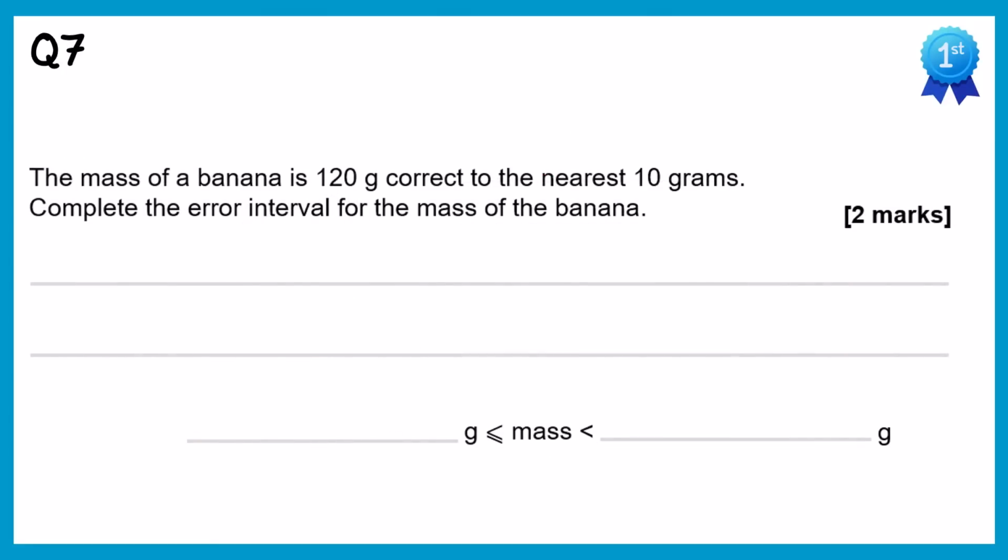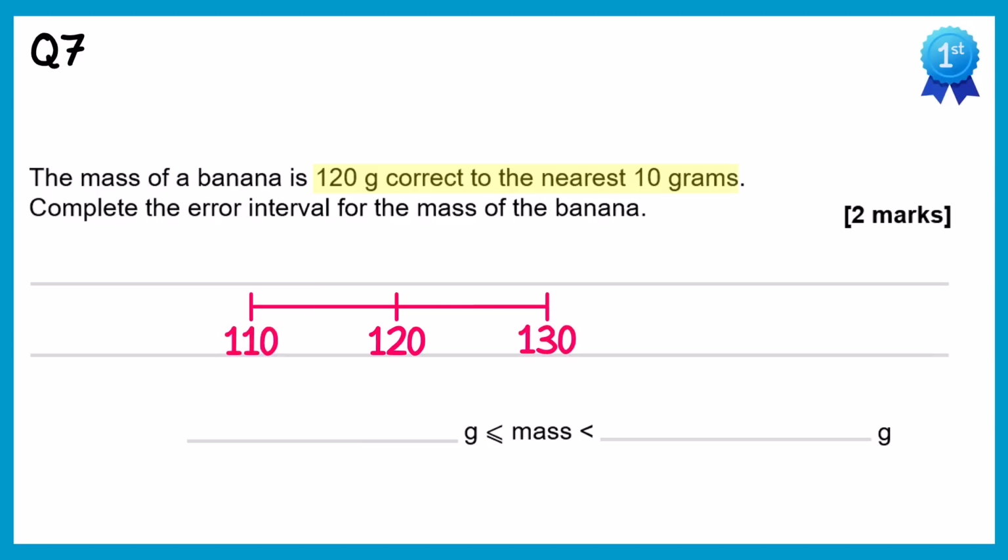In this question, we're told about the mass of a banana, which is 120 grams to the nearest 10 grams, and we need to work out an error interval. To do this, I draw a number line and place the number from the question, 120 grams, in the middle. We then need to consider what it could have rounded to the nearest 10 grams above and below this number. To the nearest 10 grams below, that would be 110. The nearest 10 grams above would be 130.